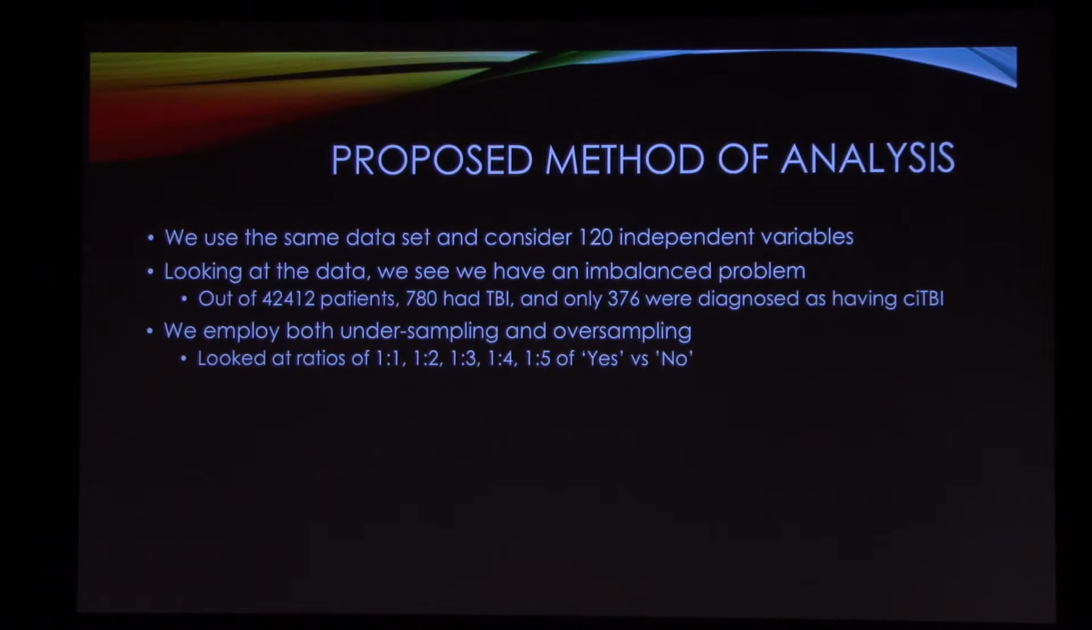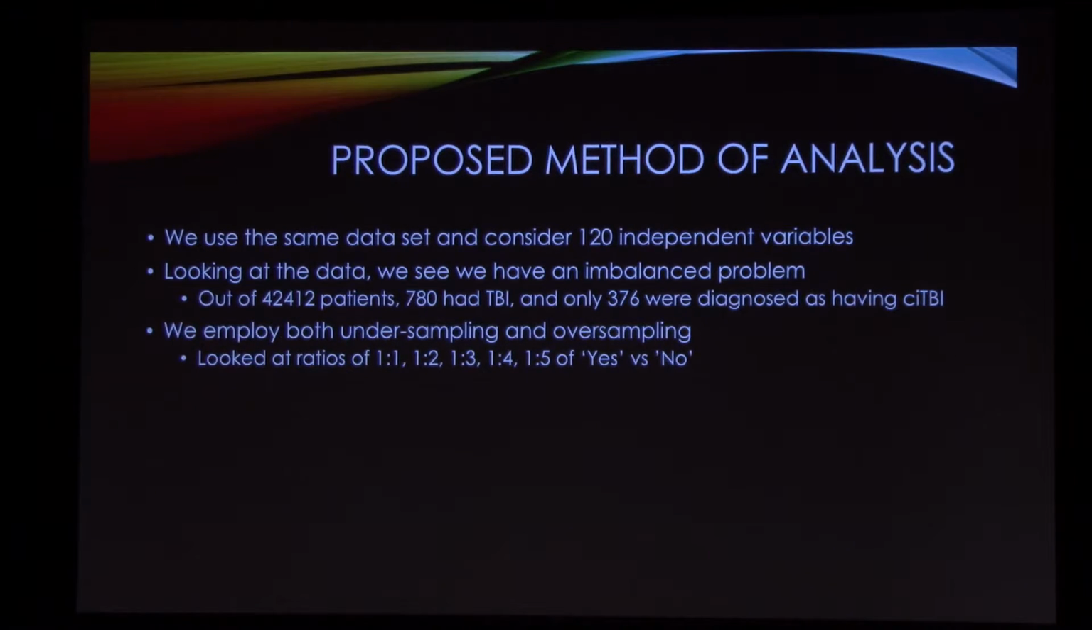So we use the same data set, and we considered roughly 120 independent variables. Looking at the data, it's important to see that we have something called an imbalanced problem. That means that fewer patients had this clinically important traumatic brain injury than patients that did not have this.